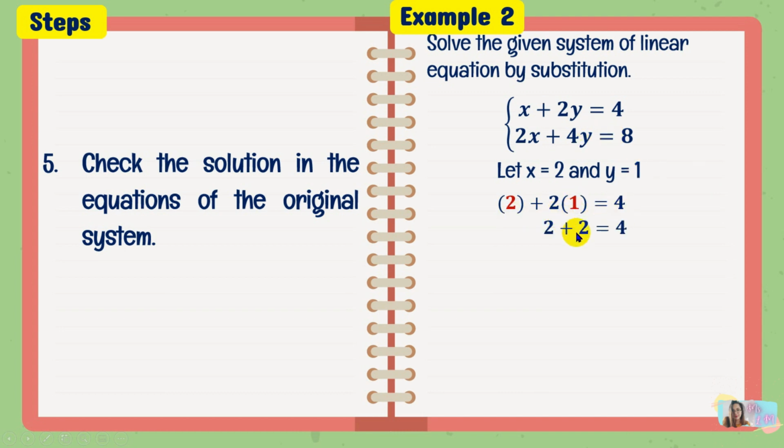We have 2 plus 2, kasi 2 times 1 is 2, and 2 plus 2 is 4. So, 2 and 1 satisfies the first linear equation. How about the second linear equation? 2 times 2 plus 4 times 1 is equals to 8. And then, 2 times 2 is 4, 4 times 1 is 4, 4 plus 4 is 8. Again, positive 2 and positive 1 satisfies the second linear equation. So, we can conclude that positive 2 and positive 1 is the solution to the system of linear equation on our example number 2. Then, we have example number 3.